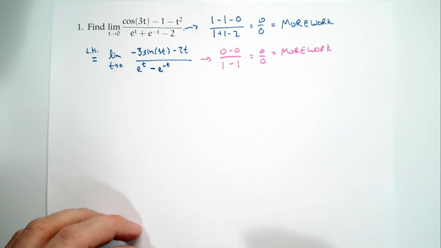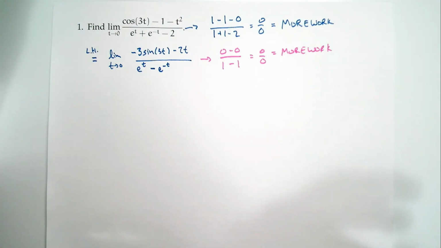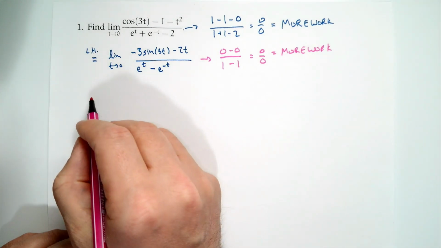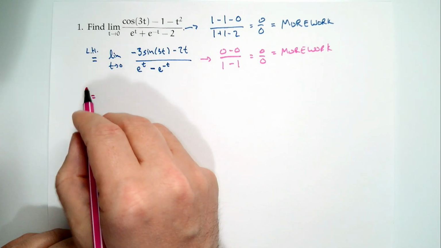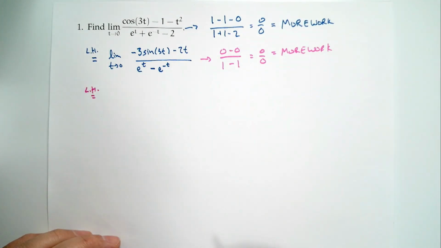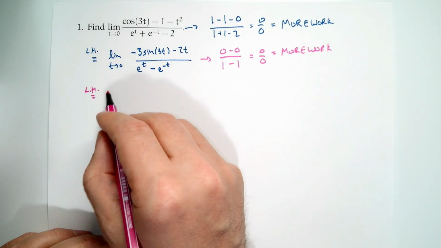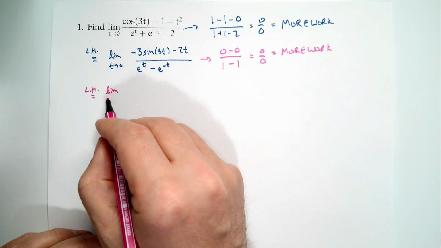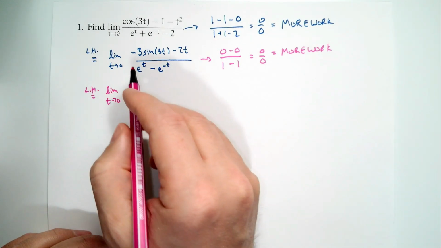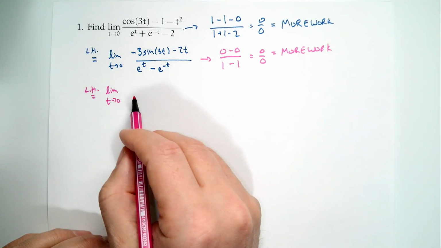Okay, so what's our more work? Well, we go back to l'hôpital. Ah, l'hôpital, mon ami. Let us get the baguette, let us eat the croissant. We're going to work with our l'hôpital. When you're taking l'hôpital, remember, it's not the quotient rule. Take the derivative of the top, take the derivative of the bottom.